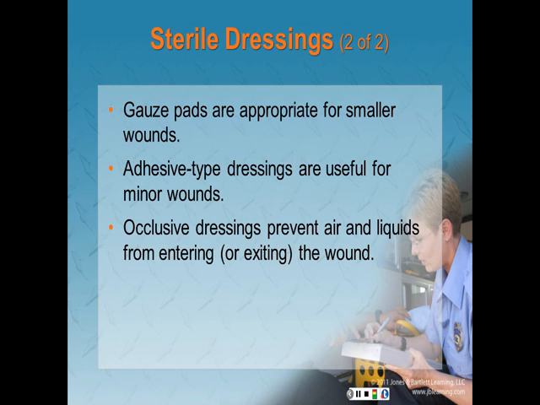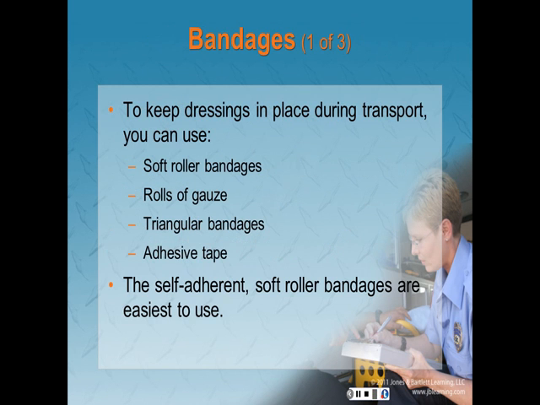Occlusive dressings prevent air and liquid from entering or exiting the wound. They're made of Vaseline gauze, aluminum foil, or plastic. They are used to cover sucking chest wounds, abdominal eviscerations, and neck injuries. To keep dressings in place during transport, you can use bandages. These are soft roller bandages, rolls of gauze, triangular bandages, and adhesive tape. The self-adherent soft roller bandages are the easiest to use.